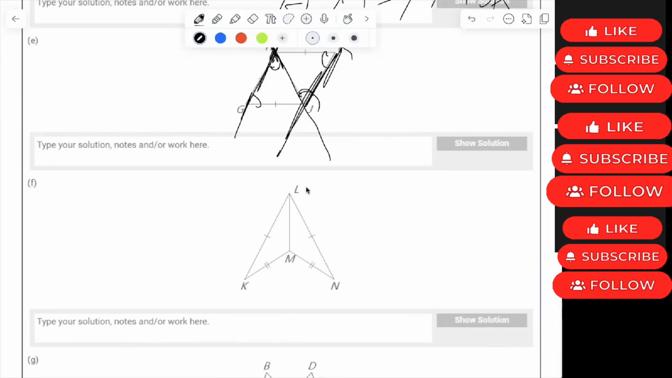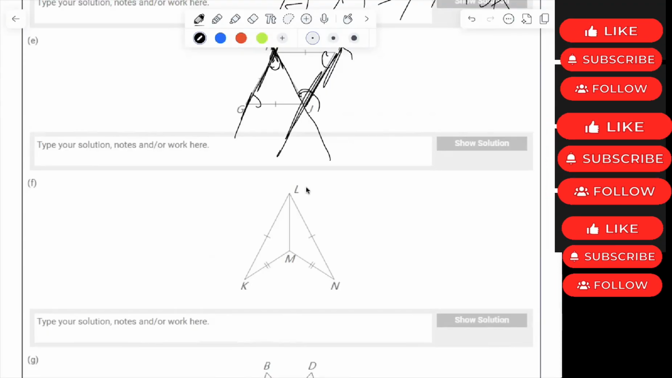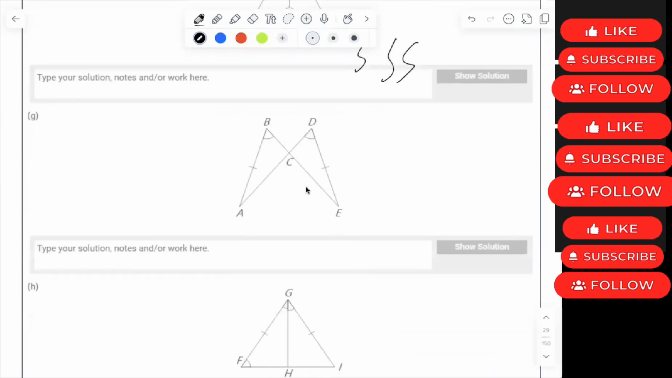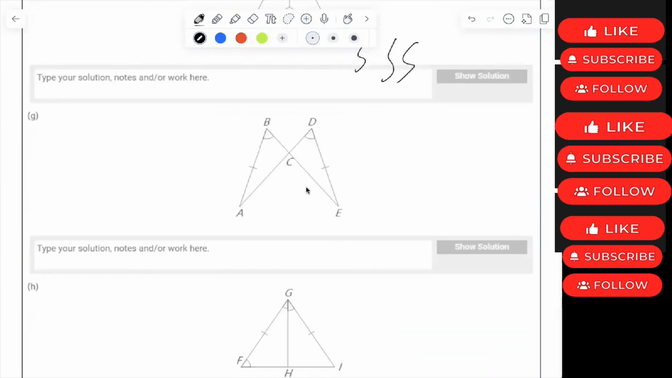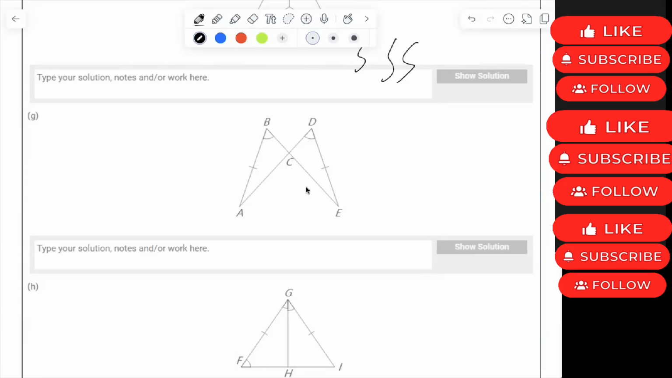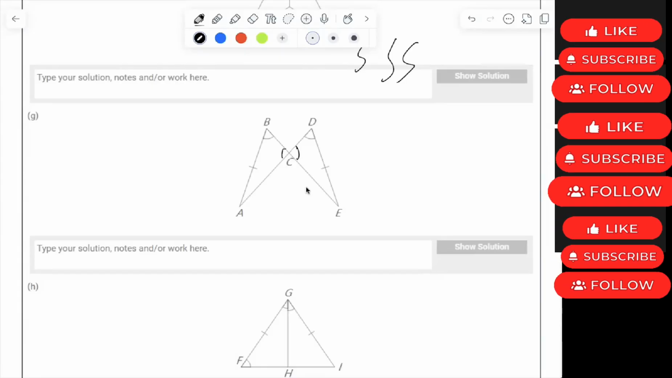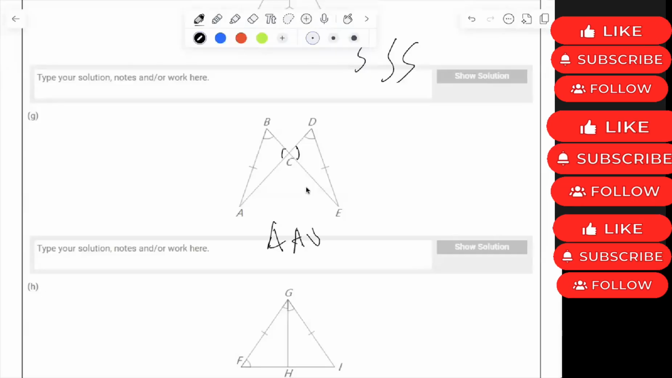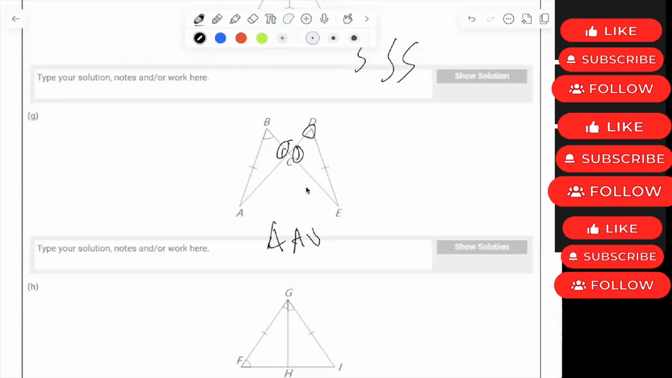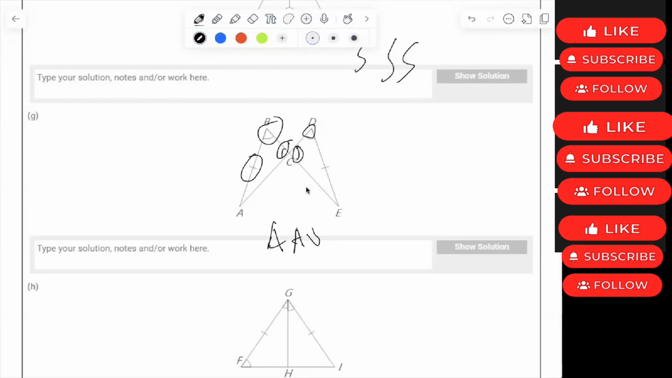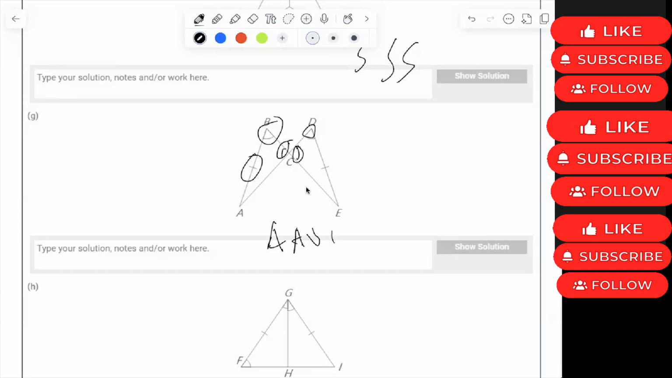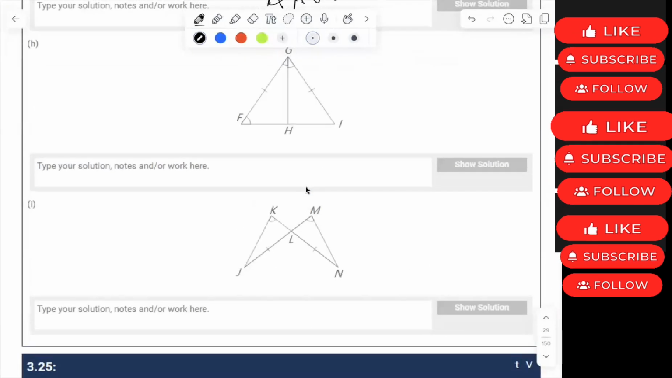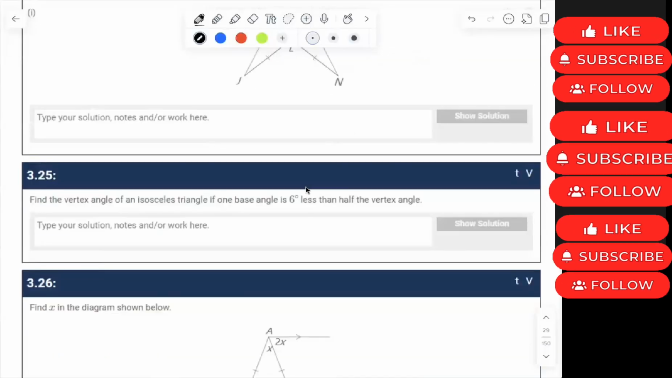Now let's go to F. F, it's pretty obvious by SSS. Alright. G, this looks like AAS, and it is indeed AAS, because this is a vertical angle, and you've got this angle and the side the same. So from AAS, this is true. Alright. These are basically the same exact flavor, so I'm going to skip the last two and move on to the next question.